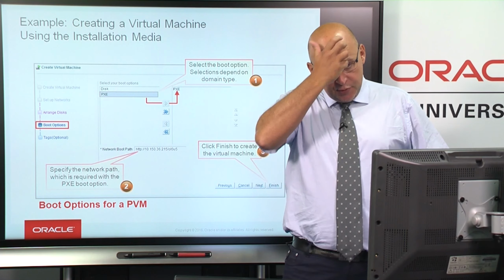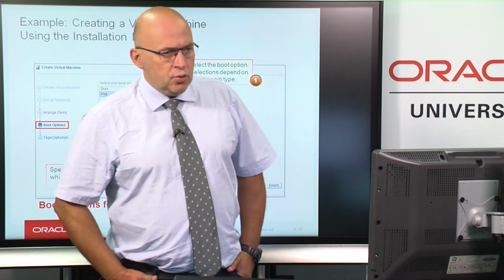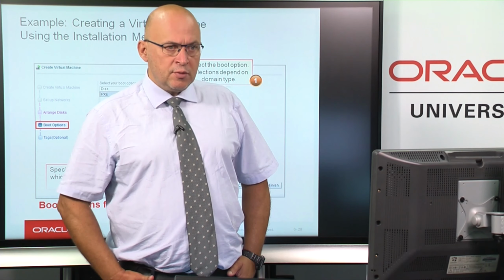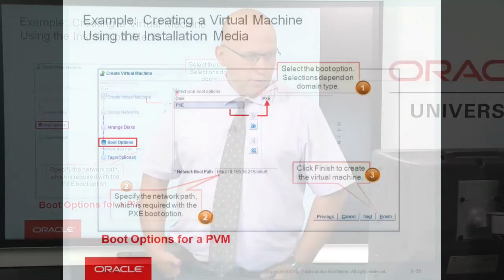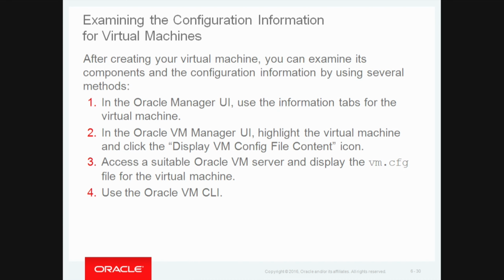OL6U5 distribution, not in .iso format, but in an exploded format. If you put ISOs in this network path, you will never be able to boot them with PVM. You really have to explode them. You will see this technique in the labs, and then you will be able to work with the PVM. If you had an HVM, then the CD-ROM choice would be valid.